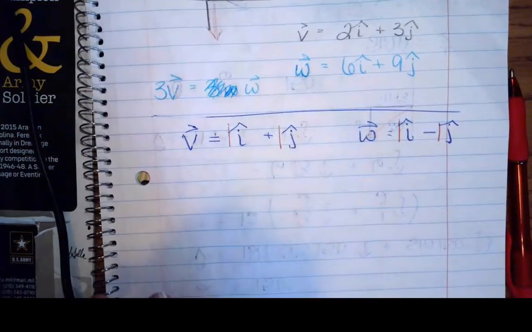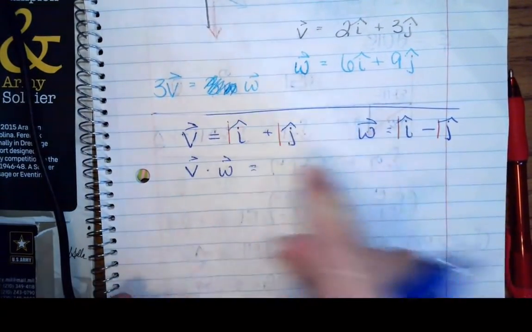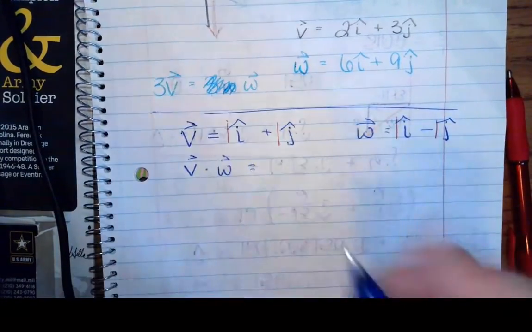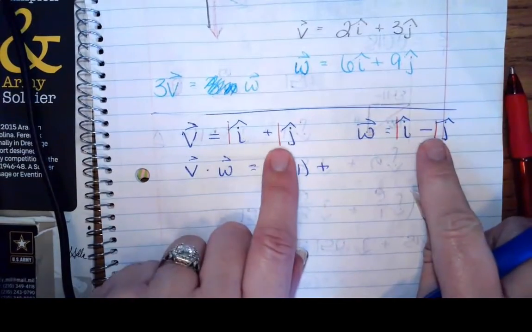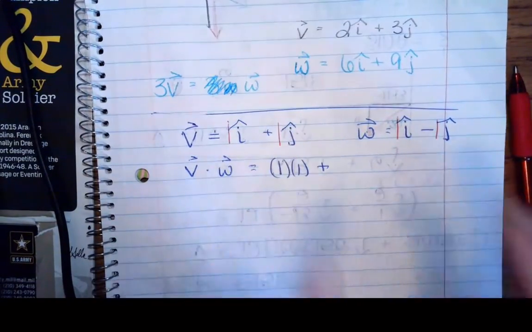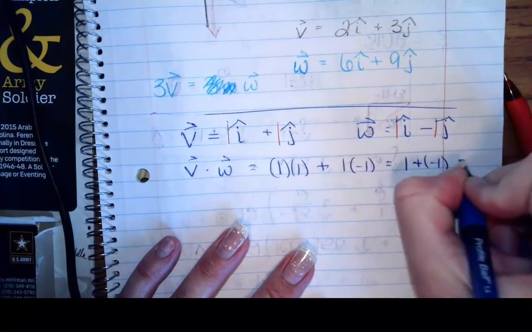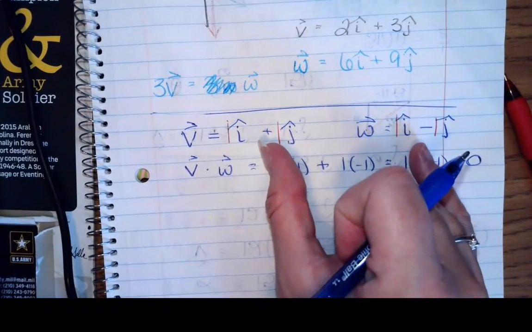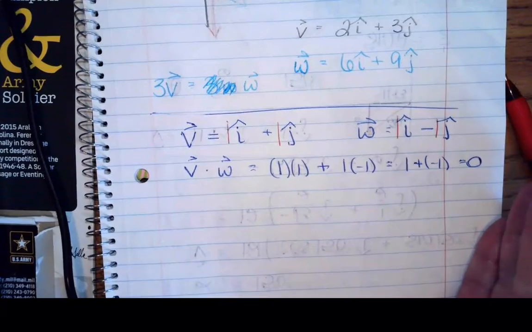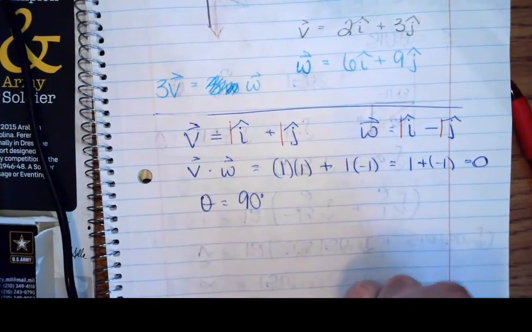So their dot product is going to be found by taking your horizontal components and multiplying them. So 1 times 1, and then add it to the product of your vertical components. So that's 1 times negative 1. So 1 plus negative 1 is 0. So what did we decide a while ago? If your dot product is 0, then these two things are orthogonal, which means they're perpendicular, which means the angle between them is 90 degrees.